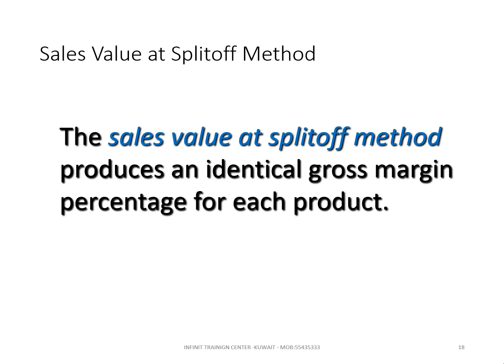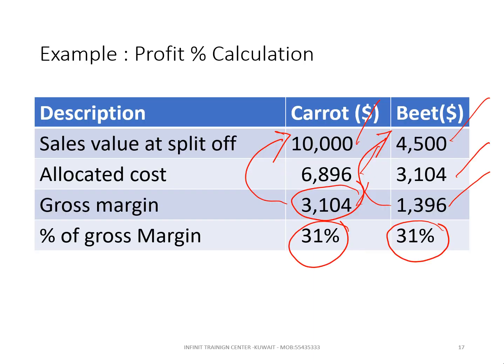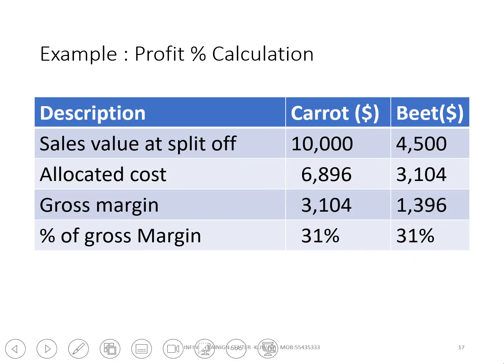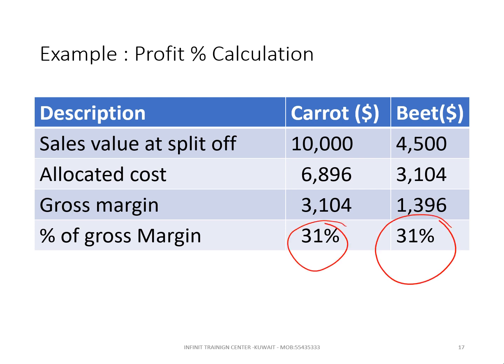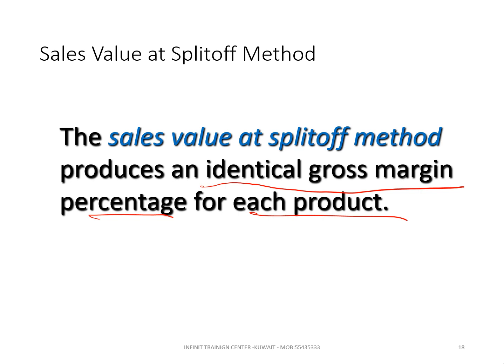Sales value at split off method produces identical gross margin percentage for each product, because we are allocating the total cost based on the sales value at split off point. Okay, so here the percentage of gross margin is going to be the same. So this is the second method, which is sales value at split off method.